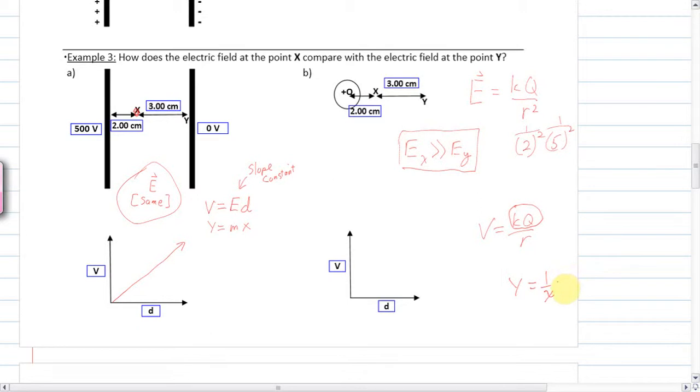Is it a circle? Is it a rectangle? Is it a straight line? Parabola? Rectangular hyperbola? No one knows? Rectangular hyperbola is the answer.